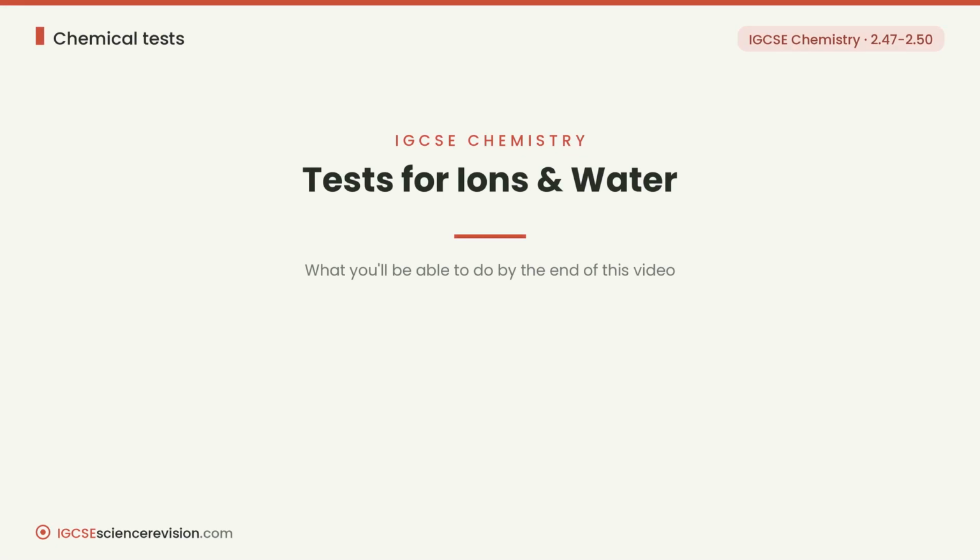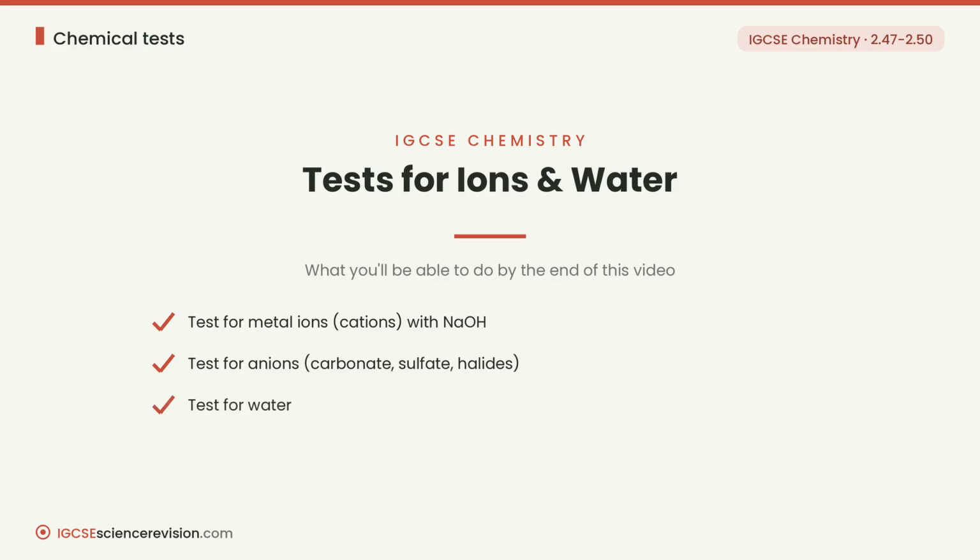In this video, we'll look at chemical tests for ions and for water, part of your IGCSE Chemistry course. By the end, you'll be able to do three things. First, test for metal ions or cations using sodium hydroxide. Second, test for anions, carbonate, sulfate, and the halides. And third, test for water.